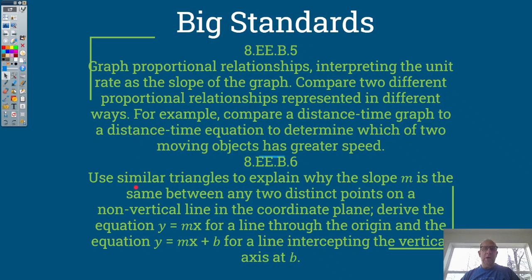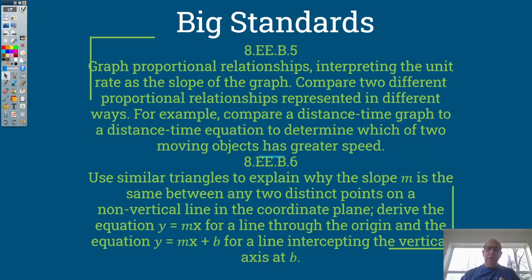And we're going to compare two different proportional relationships represented in different ways. Then we are going to use similar triangles to explain why the slope, which we now call m, is the same between any two distinct points on a non-vertical line. So if it's not going straight up and down, it has a slope. If I go from here to here or from here to there, any 2 points, the slope is the same between them because it's a straight line. And then we're going to find the equation y equals mx for the line through the origin and y equals mx plus b for the line intercepting the vertical axis at b.